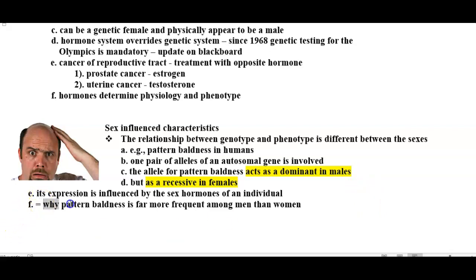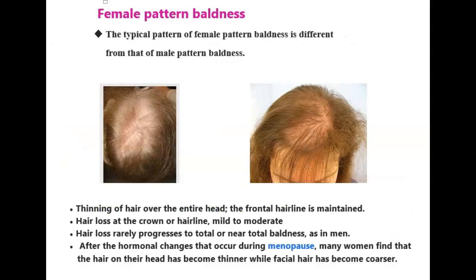And that's why pattern baldness is far more frequent among men than women, because women will need two. One from their mom and one from their dad. Sometimes in females, if they have this allele for pattern baldness, they may not know they even have it until maybe when they get to menopause, when the testosterone levels are a little bit higher, then the allele will act as a dominant because of the higher testosterone.